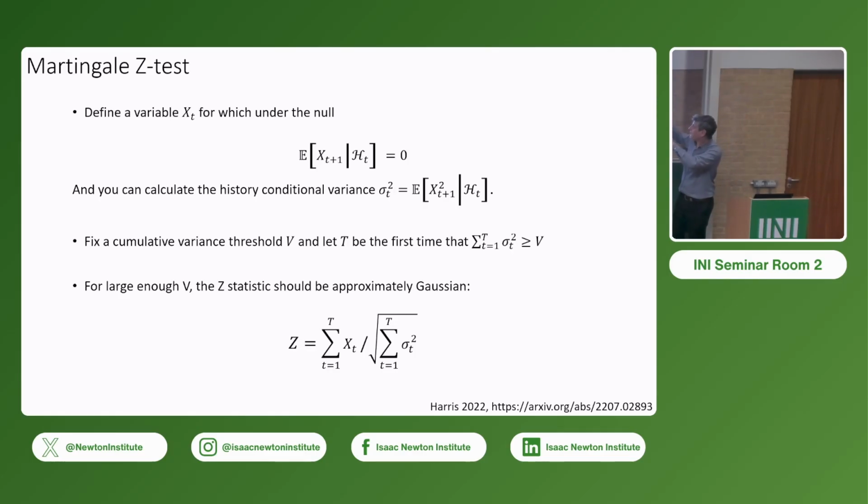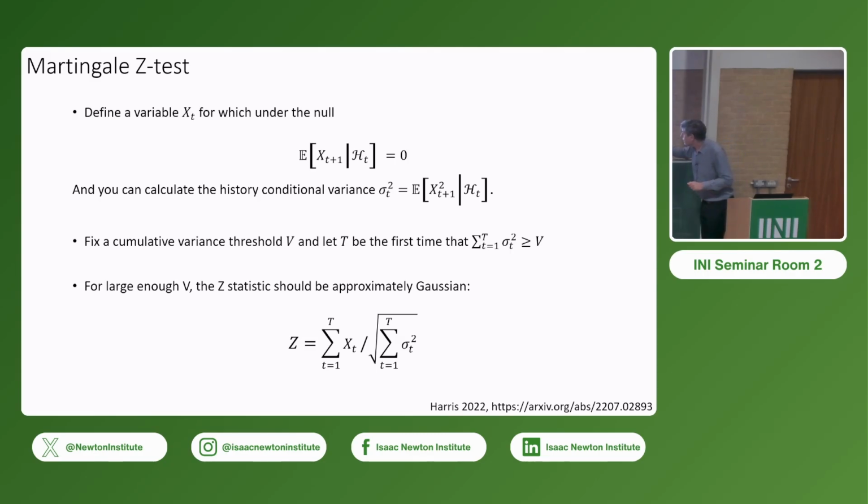All right, so if you can define a martingale difference sequence like this, then you can apply the martingale central limit theorem, because the sum of a martingale difference sequence is a martingale. And the martingale central limit theorem says that as time goes to infinity, and as you rescale by the cumulative conditional variance, the value of the martingale converges to a standard Gaussian.